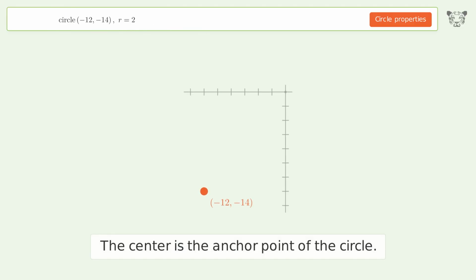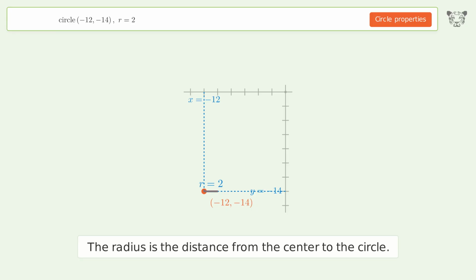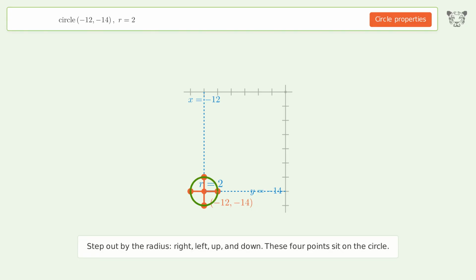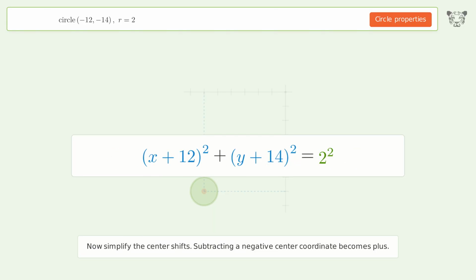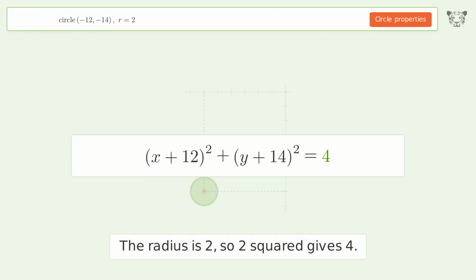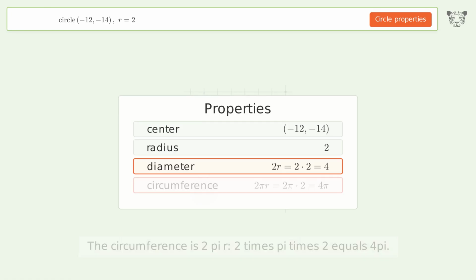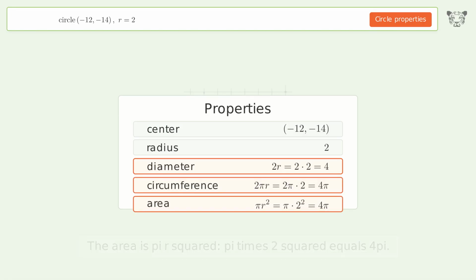Let's graph and find the properties of a circle centered at x equals -12 and y equals -14, with radius 2. The center is the anchor point of the circle. The center is at x equals -12, y equals -14.